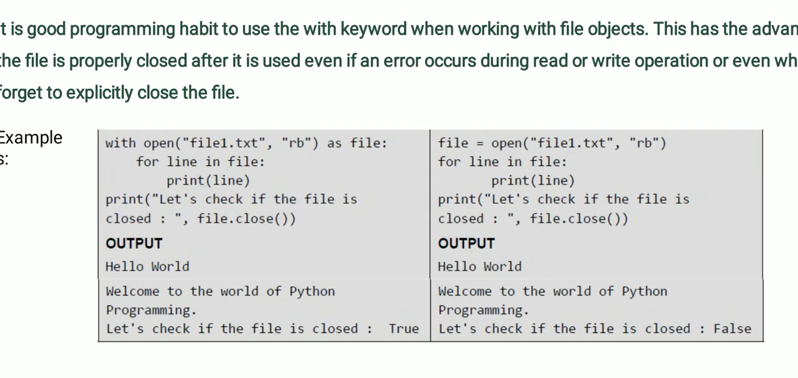So if you have to check whether the file is closed or not, just put that operation, file.close, in the print method. Here the file is not closed manually, so it will give us false, file is open. So you have to close the file manually. So where will you close the file manually?